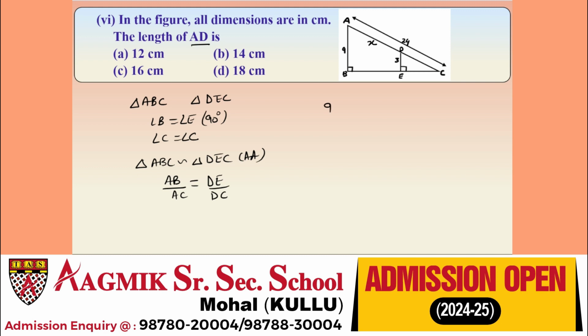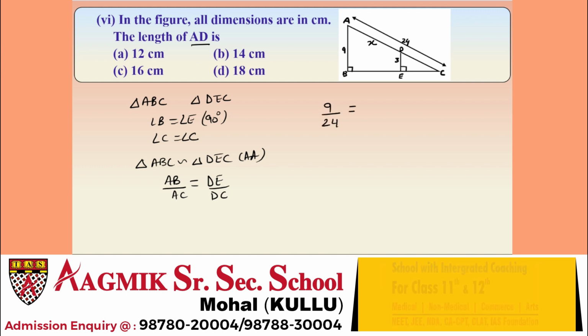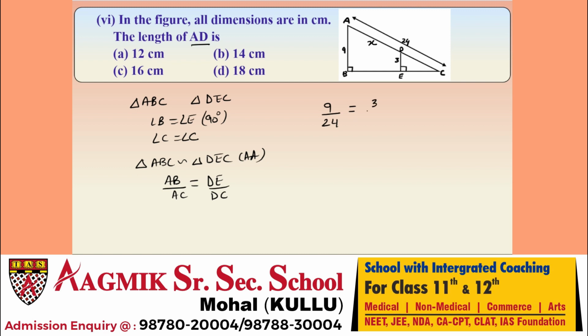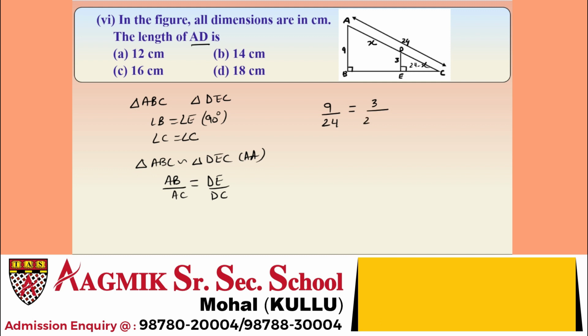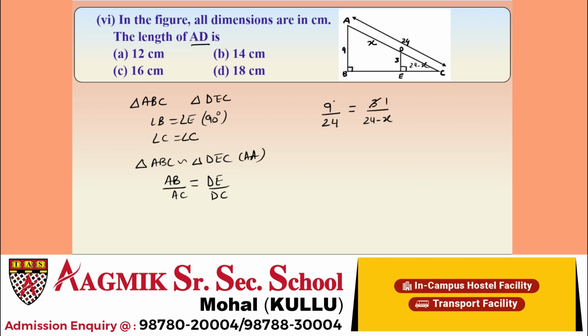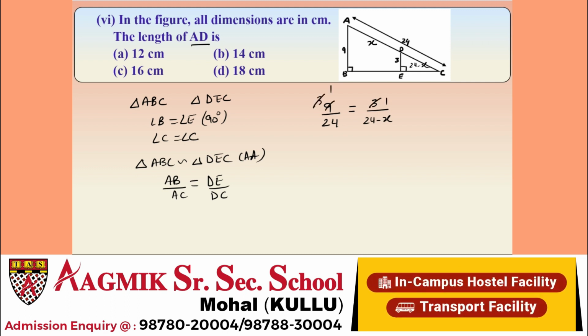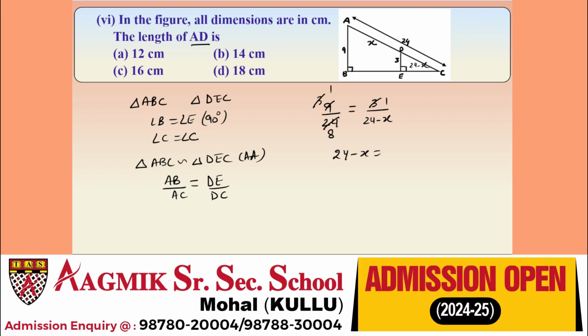AB is 9, AC is how much? This is given to be 24. DE is given to be 3 and DC will be, if AD we are assuming as x, DC will be 24 minus x. So from here we can obtain x. For that you may first cancel out. 3 ones are 3, 3 threes are 9, then 3 ones are 3, 3 eights are 24. So 24 minus x would be equal to 8.